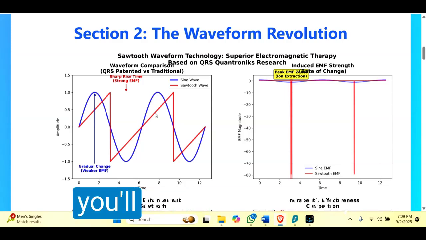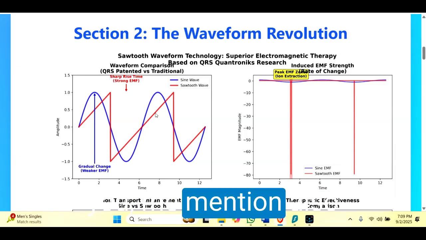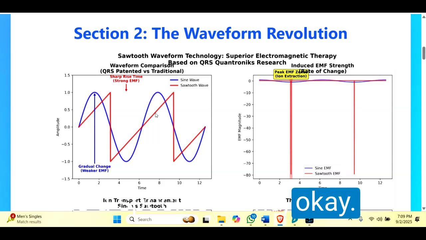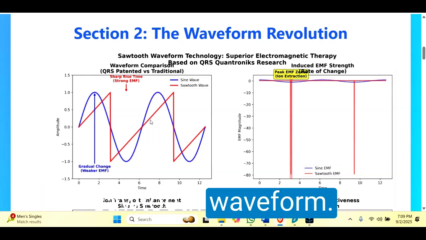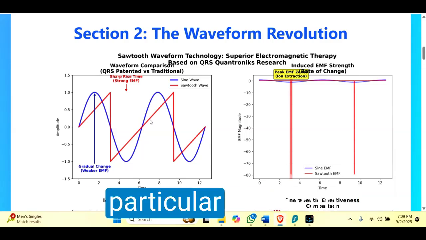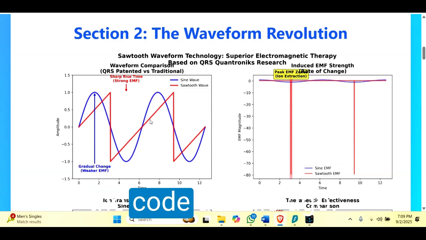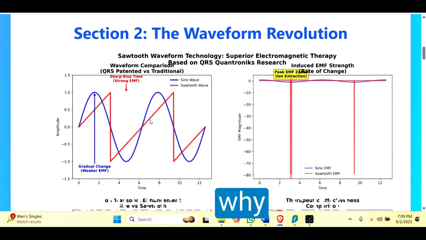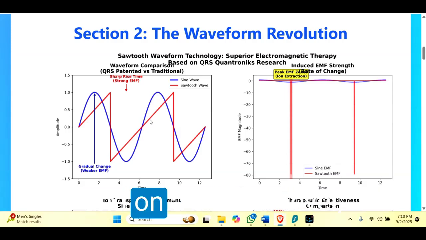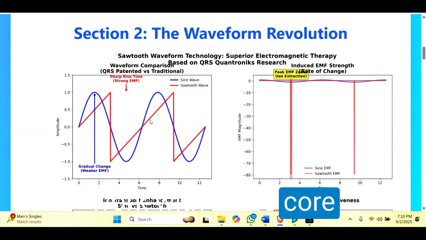In this presentation, you'll hear me mention a company, a German company, QRS. I may also mention some of the developers. So just keep in mind, there is a specific brand that has a specific patented sawtooth waveform. As we're teaching and learning here about the other waveforms, keep in mind that there's a particular sawtooth waveform aligned with a certain research group and company that really cracked the code a while ago. You're going to understand why it's the best PEMF out there in terms of medical validation, published studies, and on a cellular level, what is it actually doing? Why does it actually work with these core cellular processes?